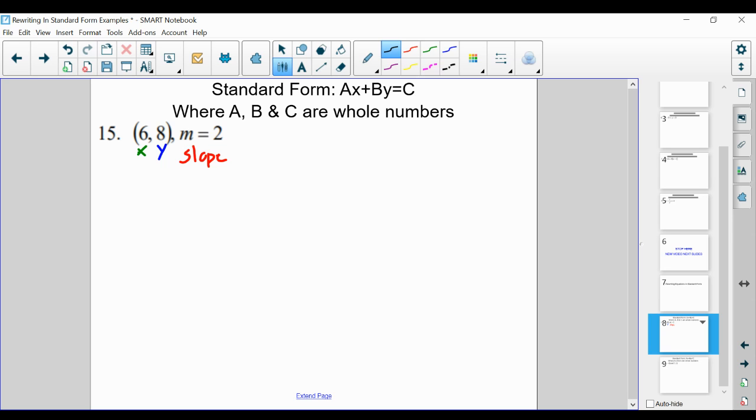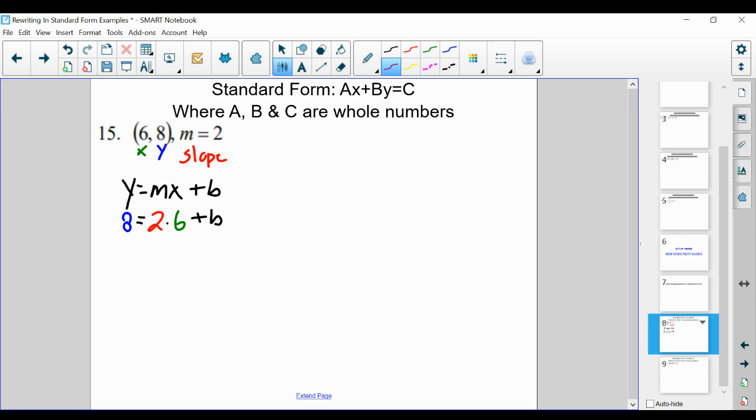So let's quickly recall slope-intercept form is of the form y equals mx plus b, where m is your slope and b is your y-intercept. Looking at what we're given, the x, the y, and the m. So let's go back and substitute in those values just like we've done before. We have 8 is equal to our slope, which is 2, times our x value. Our x value is 6. And still plus b, because we do not know the y-intercept. So we're going to solve for it.